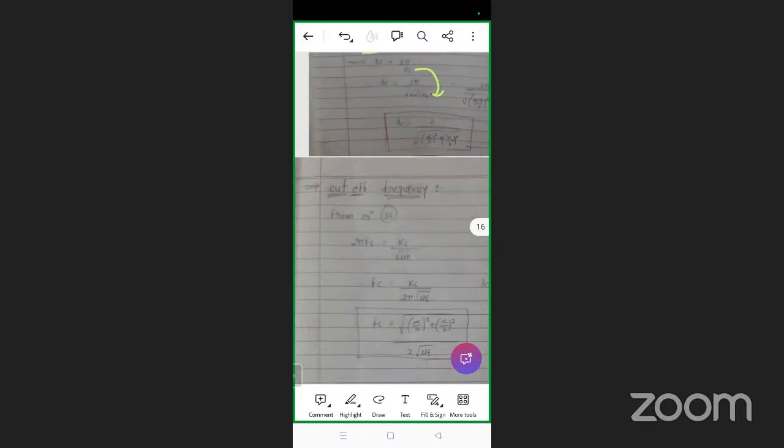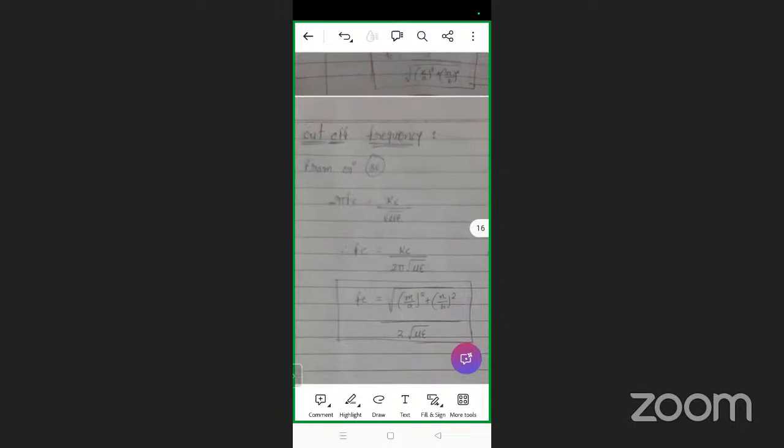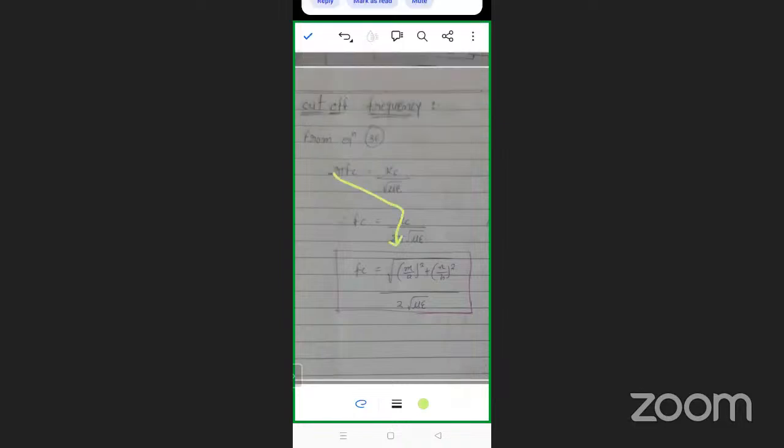Now we will see cutoff frequency Fc, how to do. From equation 36, in general, we know frequency Fc equal to nu naught by lambda c. 2 pi Fc equal Kc by root mu epsilon. This one we already got. The next, 2 pi is brought to the RHS side. We got Fc equal to Kc by 2 pi under root of mu epsilon.